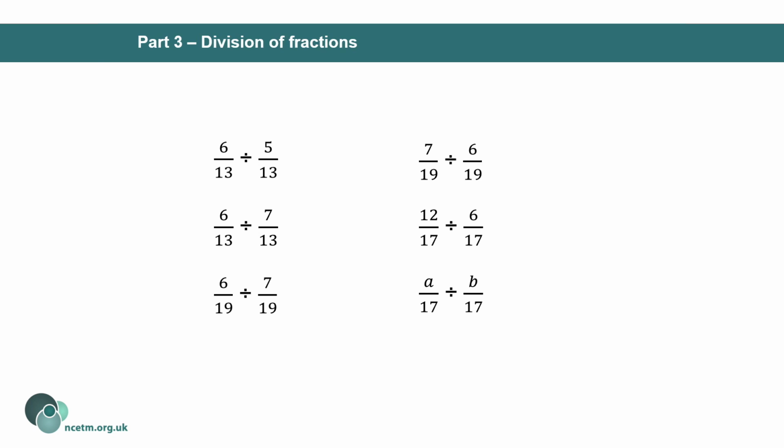Once I feel my students are confident, I would like to give them a set of questions similar to this, so a bit of intelligent practice. So if I look at the first example, my denominators are the same and I have 6 and 5 as my numerators, so I'm going to get a value of 6 over 5 for this question.